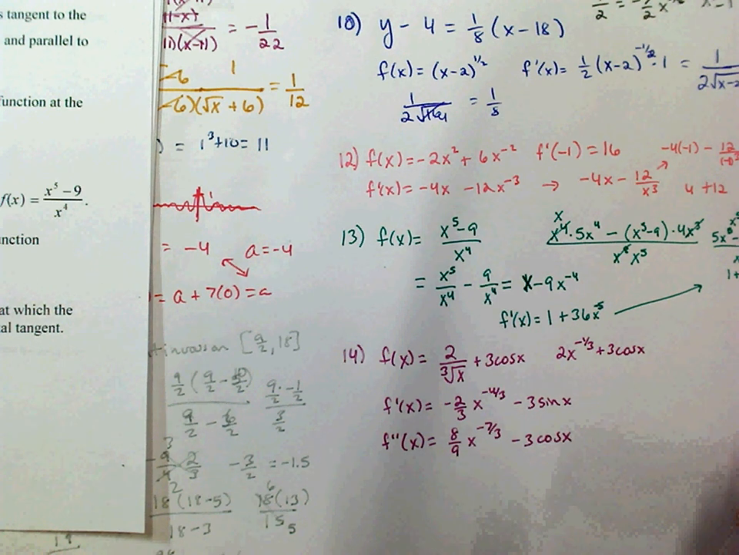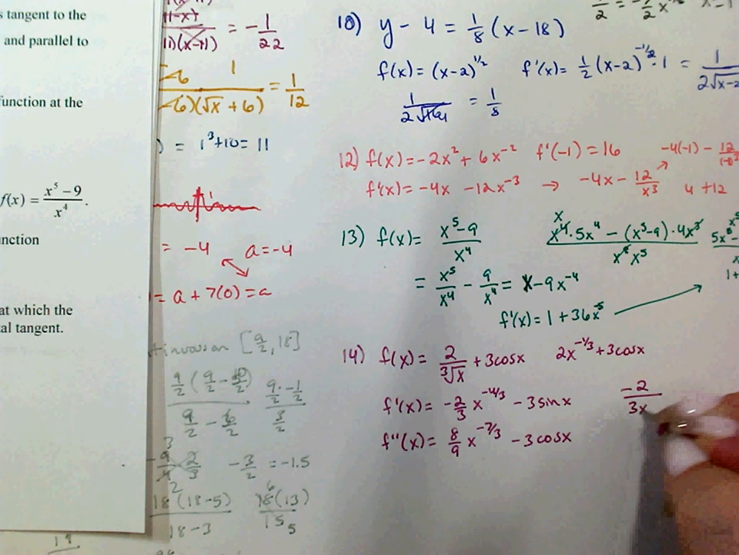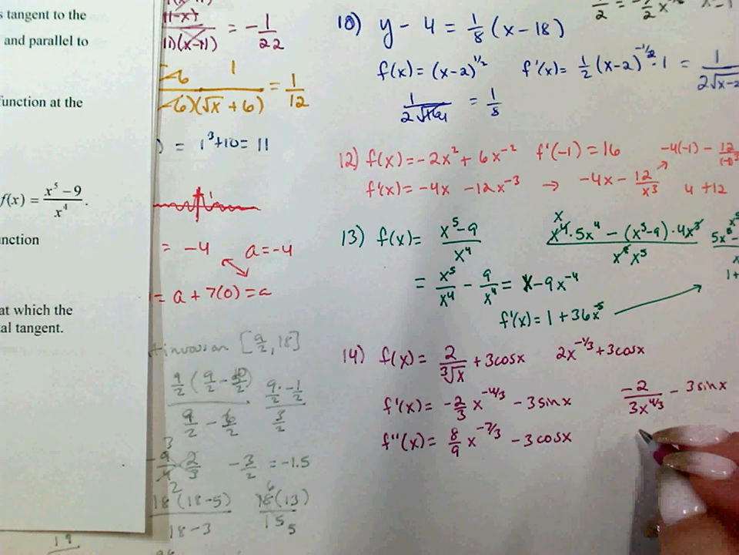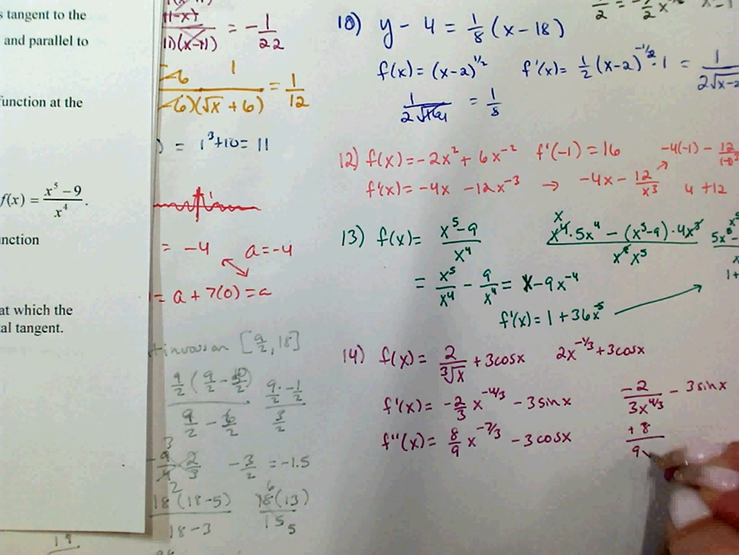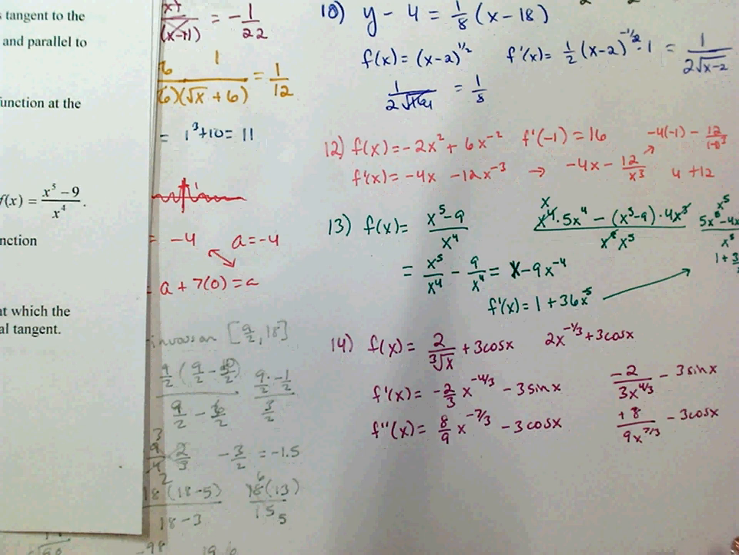Now, if you had to do multiple choice, it would probably be this, and this would be the equivalent. It would be positive 8 over 9x to the 7/3 minus 3 cosine. Okay.